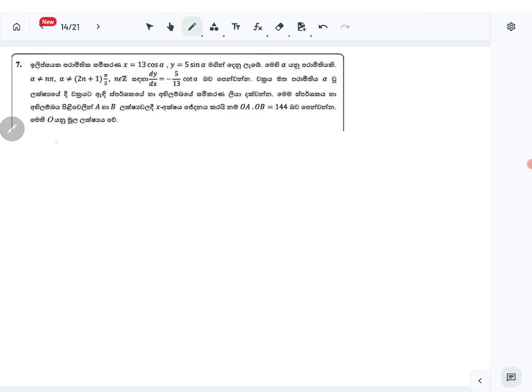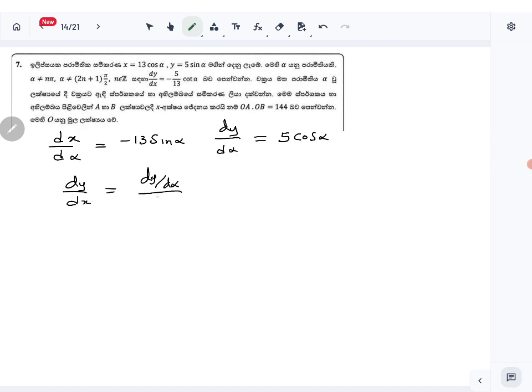So let's find dx over d alpha first, which is minus 13 sine alpha, then dy over d alpha, which is 5 cos alpha. Then dy over dx is what? Dy over d alpha divided by dx over d alpha. So 5 cos alpha divided by minus 13 sine alpha. So minus 5 over 13 cot alpha. So that part is done.